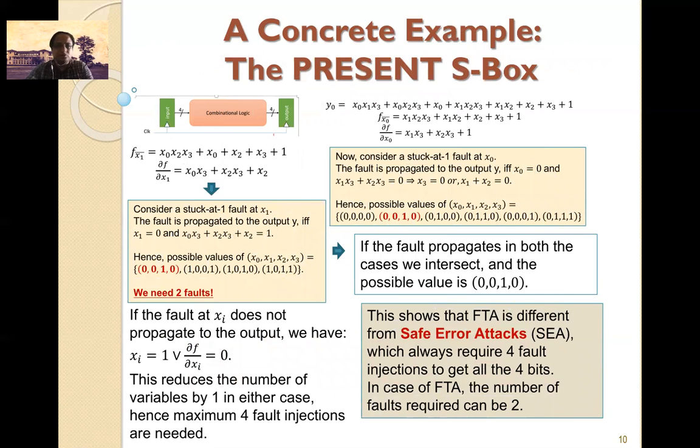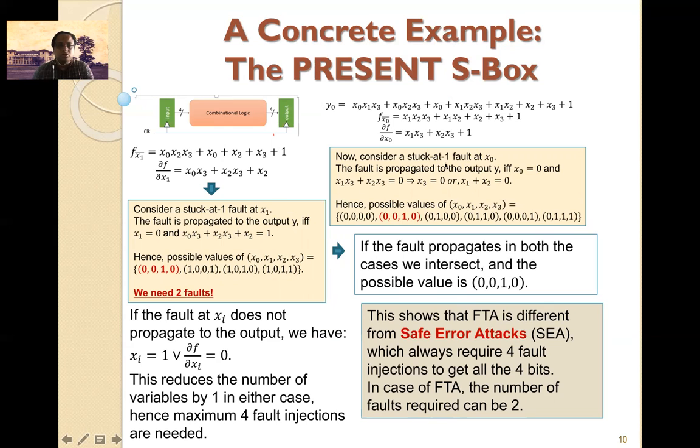So let us try to apply this on a concrete case where we are targeting, say, the PRESENT S box, PRESENT being a standard lightweight block cipher. The S box is a 4x4 Boolean function, a combinational function, and it can be represented as combinatorial logic. So let us consider where the fault is targeting the variable x1. In order to investigate the condition, we apply the positive Davio's decomposition, del f del x1, and equate that to 1. In that case, we obtain the possible values of x0 to x3, and we obtain that there are 4 such possible candidates which satisfy this condition.